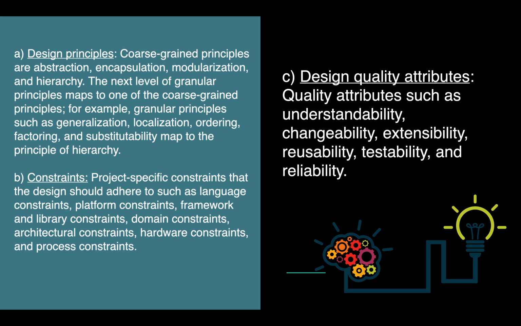Next is constraints. So we have some project-specific constraints that the design should adhere to, such as language constraints, platform constraints, framework and library constraints, domain constraints, and architectural constraints. Next is design quality attributes. The quality attributes such as understandability, changeability, extensibility, reusability, testability, and reliability.